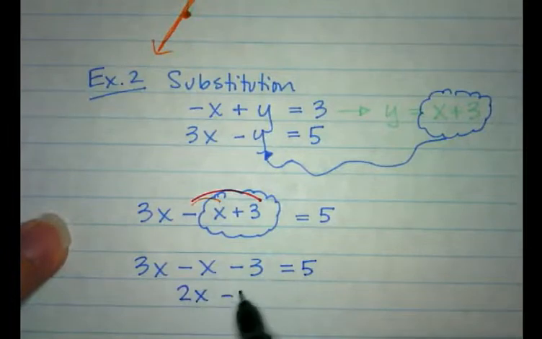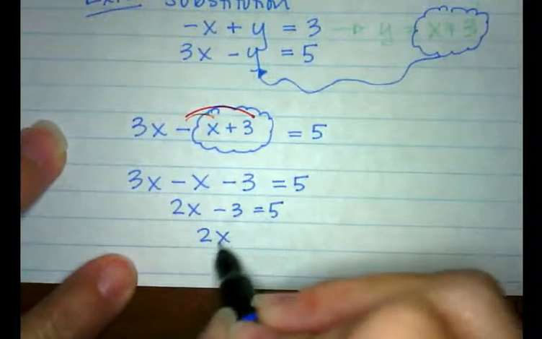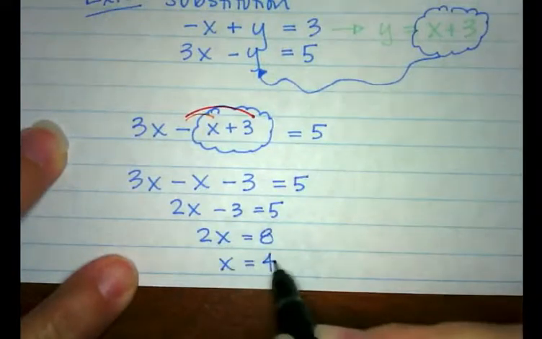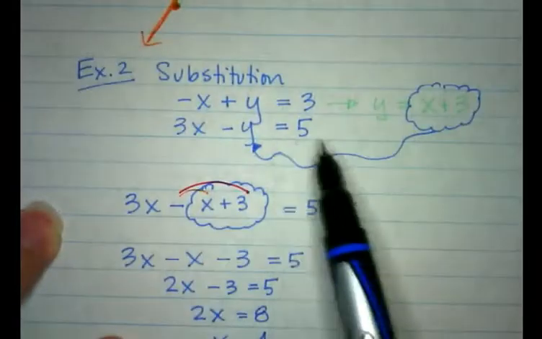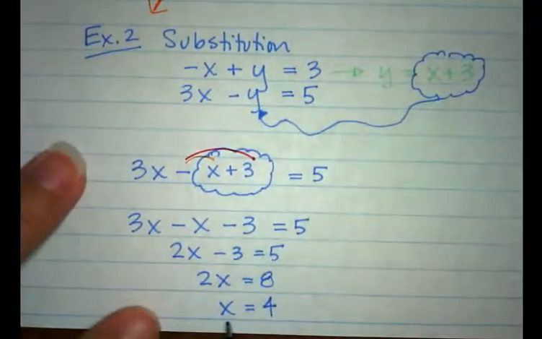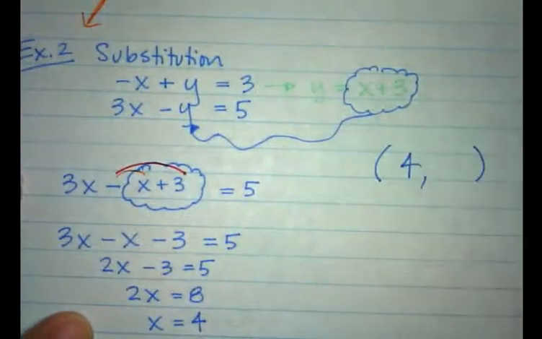So 2x minus 3 equals 5. Add 3 to both sides, and we get 2x equals 8. Divide by 2, and x equals 4. Now, I'm not done, because remember, I'm trying to figure out the ordered pair, the point that these two lines have in common. But I have half of my answer done, so I know it's going to be 4 something.